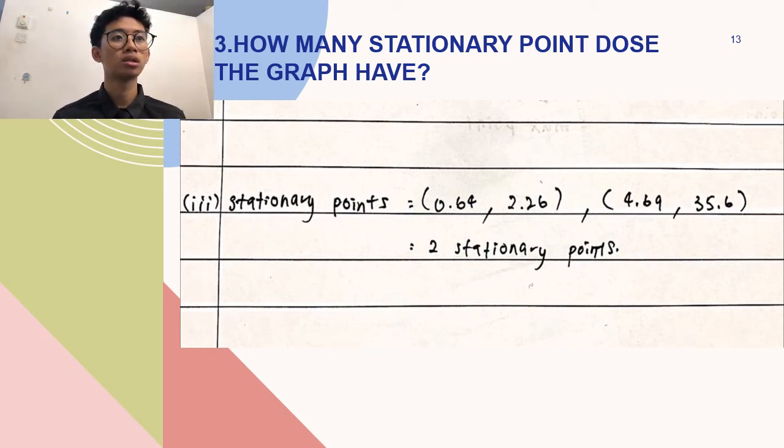I would like to continue to number 3. How many stationary points does the graph have? Stationary points have an x and a y. Firstly is 0.64 and 2.26, and second is 4.69 and 35.6. They have two stationary points.